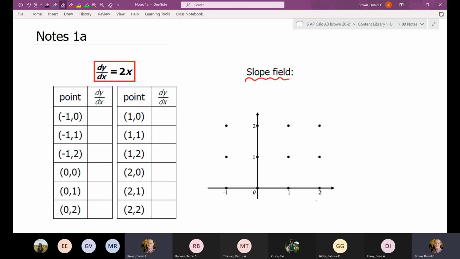How do we do that? Well, dy dx, again, is just the same thing as saying y prime. For differential equations, we tend to use the dy dx notation. We'll get to y a little later this week, but that is just y prime. This is calculus. What does y prime represent? The slope at a point. So if I want to find the slope at (-1, 0), if dy dx is 2x, I can just plug in the x coordinate. 2 times -1 is -2.